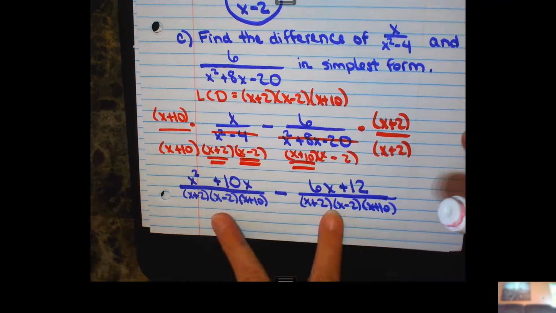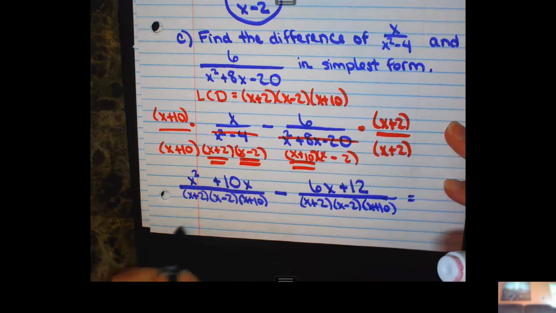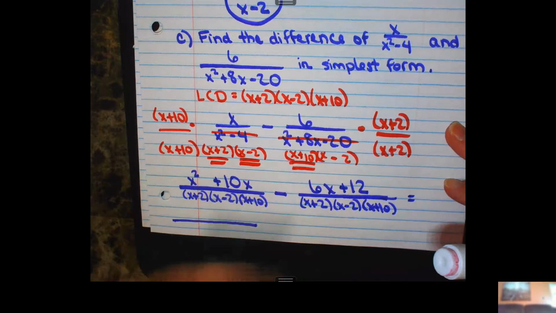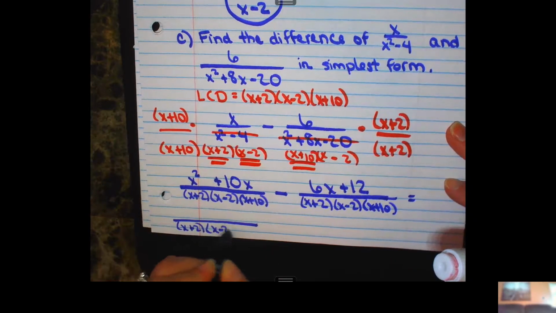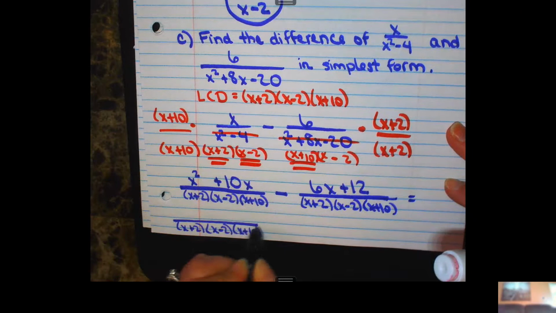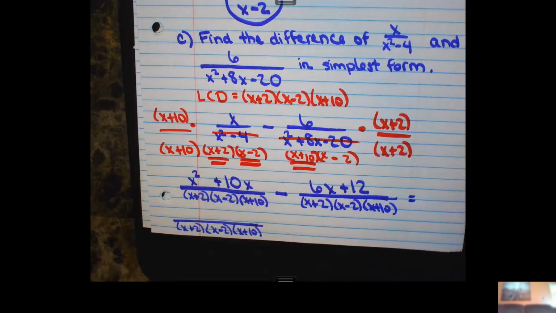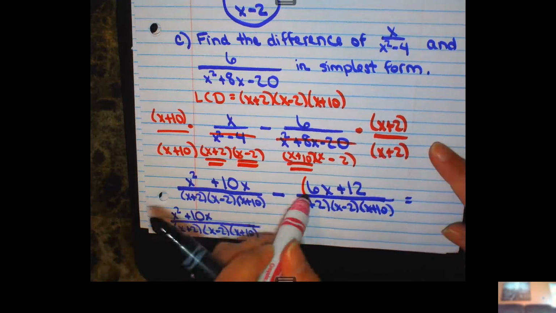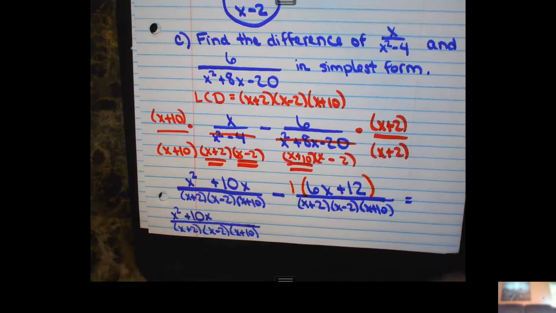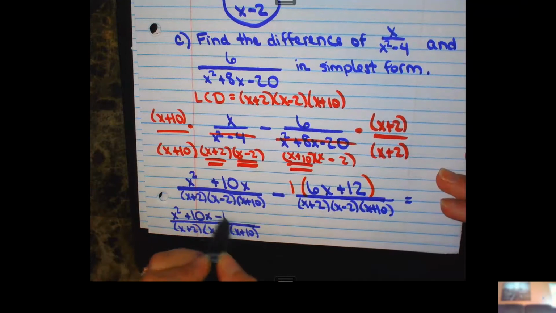Since we have common denominators, now we can try to combine. So I'm going to make one fraction. My denominator is going to be my LCD, so I have x plus 2 times x minus 2 times x plus 10. What I'm going to do is bring all of these terms down, but don't forget you have to change the sign since we're subtracting. So I'll bring down the x squared and the plus 10x. Instead of 6x, remember if you want to put parentheses around it and put a little imaginary 1 there, the 6x becomes a negative 6x. The positive 12 becomes a negative 12.